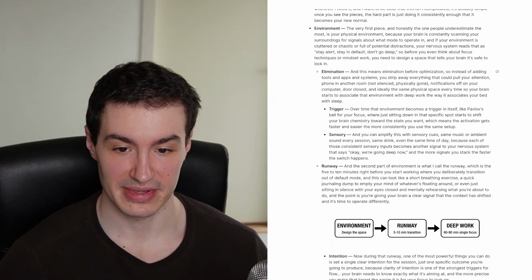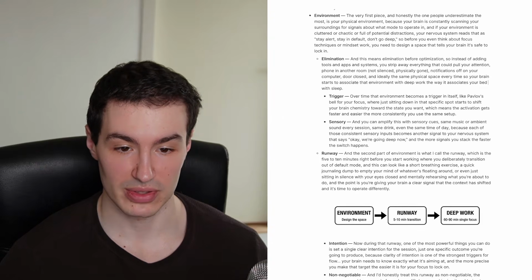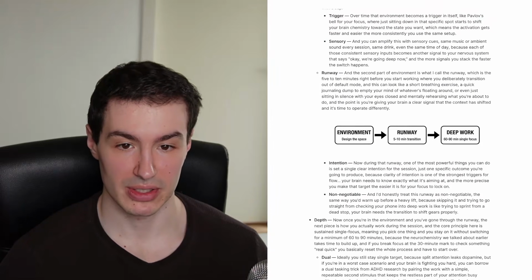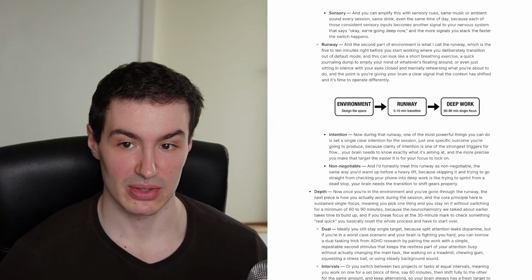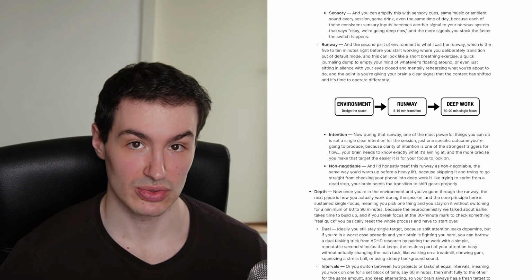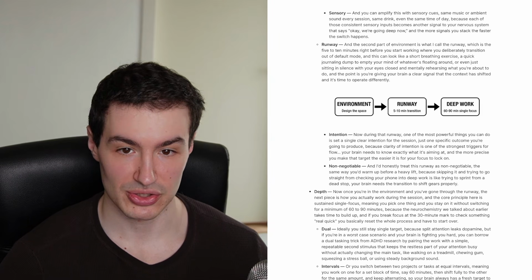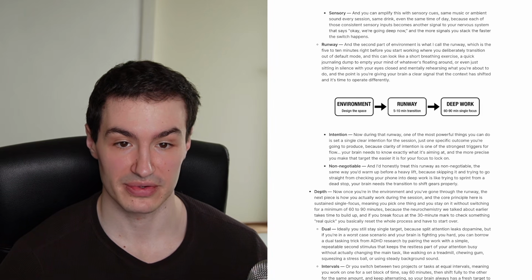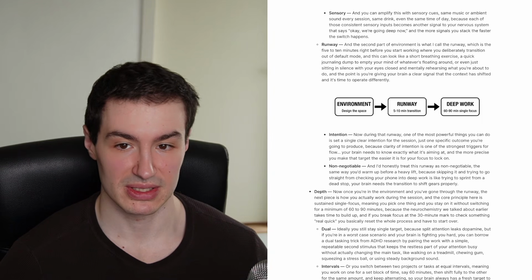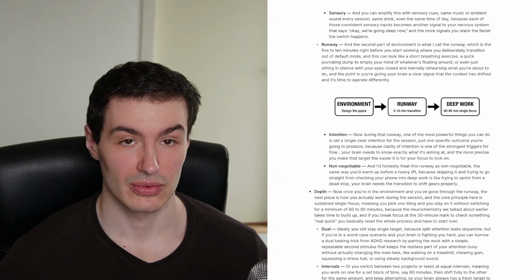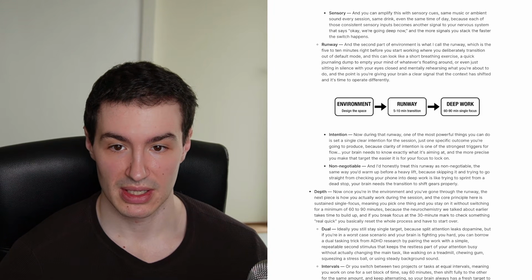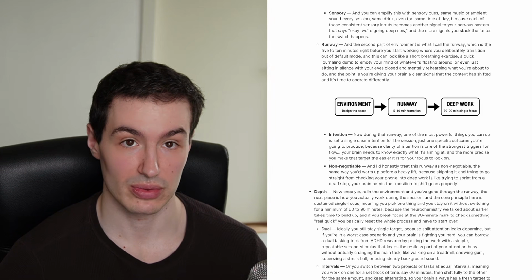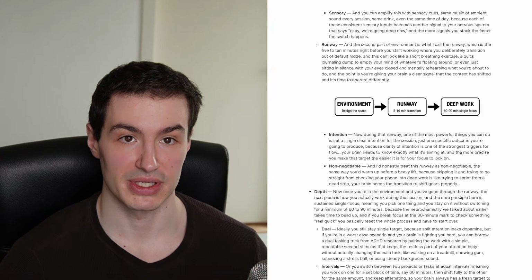Now, the second part of environment is what I call the runway, which is the 5 to 10 minutes right before you actually start working, where you deliberately transition out of default mode and into working mode. And this can look like a short breathing exercise, a quick journaling dump to basically empty your mind of whatever's floating around, or even just sitting in silence with your eyes closed and mentally rehearsing what you're about to do. And the point is, you're giving your brain a clear signal that the context has shifted and it's time to operate differently.